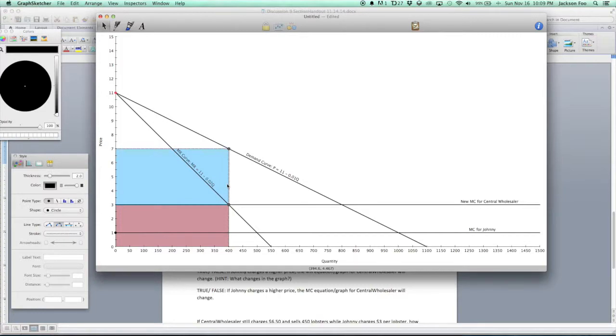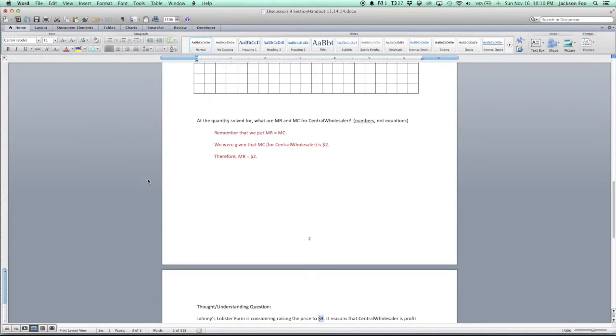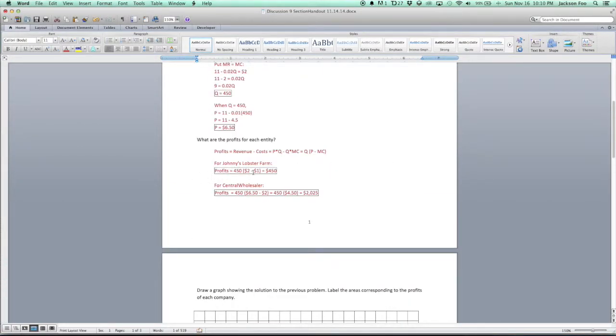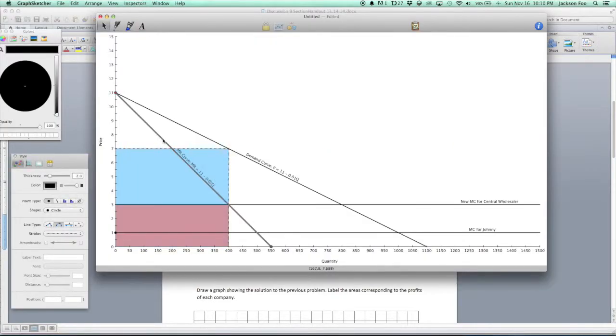I could put the math together real quick, but I'll leave that up to you. So you see the profit has changed. Okay, actually let's just do it right now. 7 minus 3 times 400. The profit is now $1,600 instead of what we calculated of 2025. Okay, so it has decreased for them.